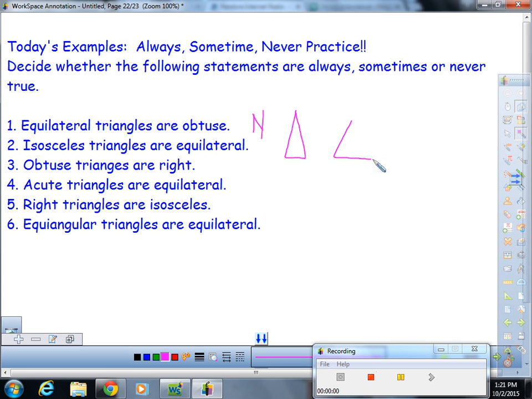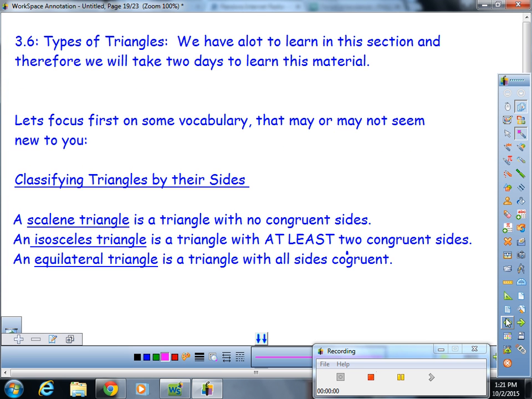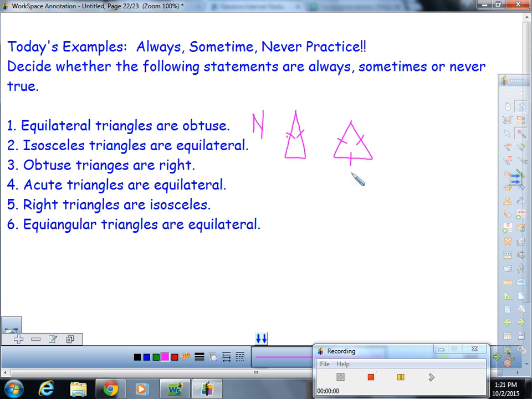Does an equilateral triangle meet the definition for isosceles? Well, let's go back and look. An isosceles triangle is a triangle with, big bold, at least two sides. So I ask myself, does this triangle have at least two congruent sides? Yes, it does. Does this triangle have at least two congruent sides? Yes, it does. Since we have one example that is equilateral, and one that is not equilateral, then we have a case that is sometimes true.